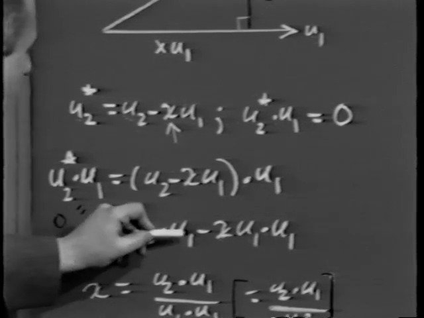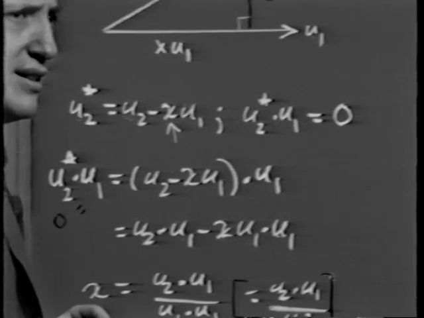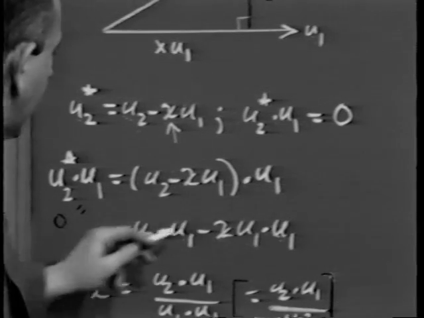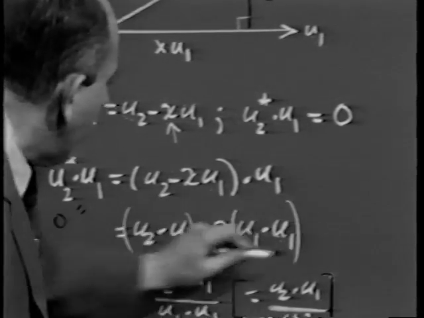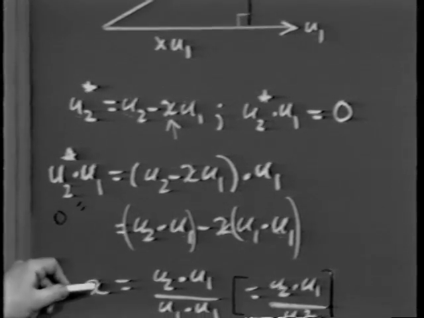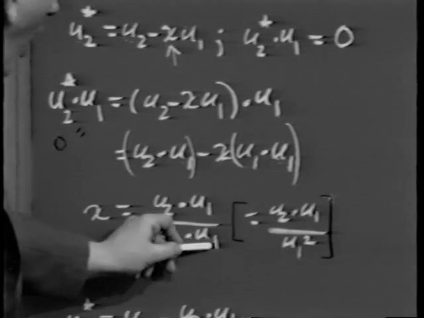Remember, u2 dot u1 and u1 dot u1 are numbers. Consequently, I treat this as an ordinary algebraic equation. Namely, this is a number, and this is a number. I equate this to 0 and solve for x. In other words, x is u2 dot u1 divided by u1 dot u1.